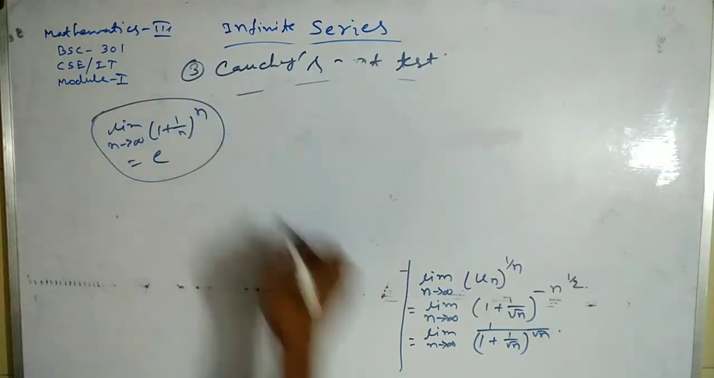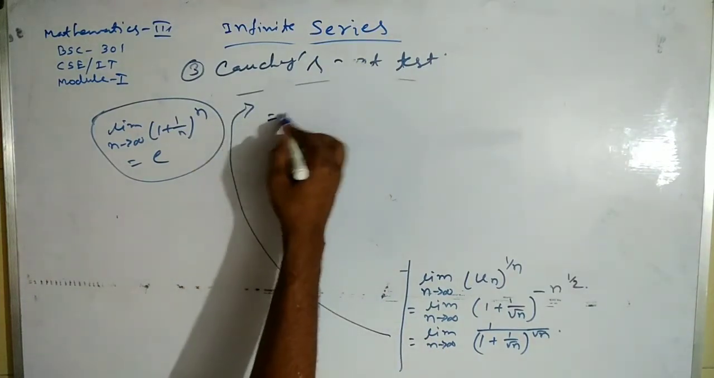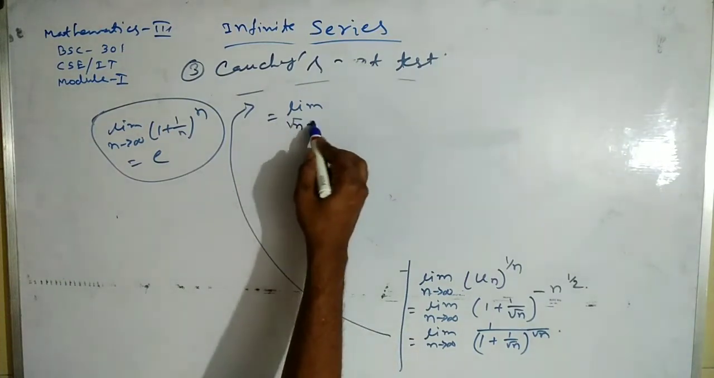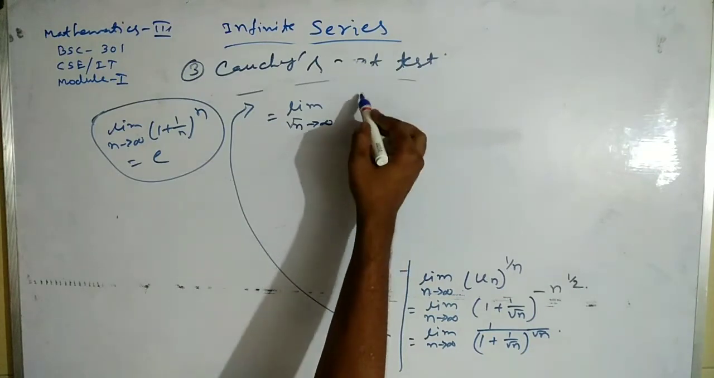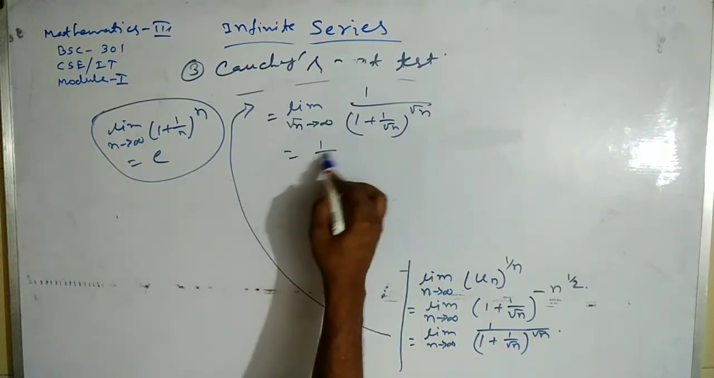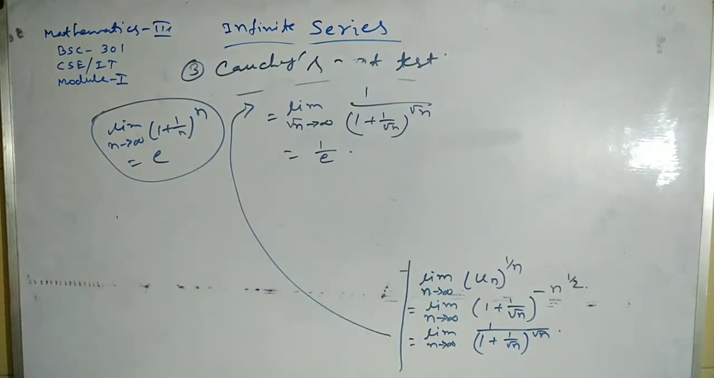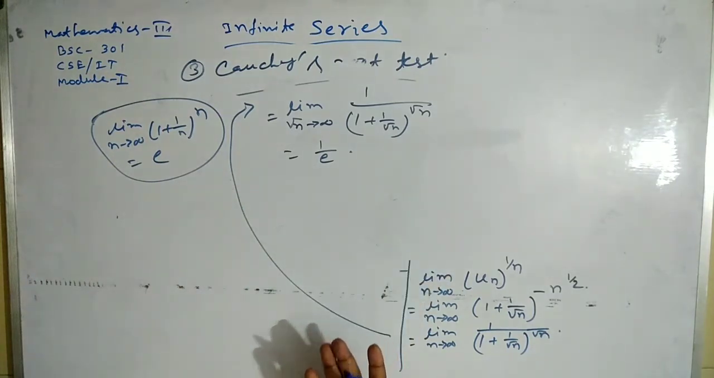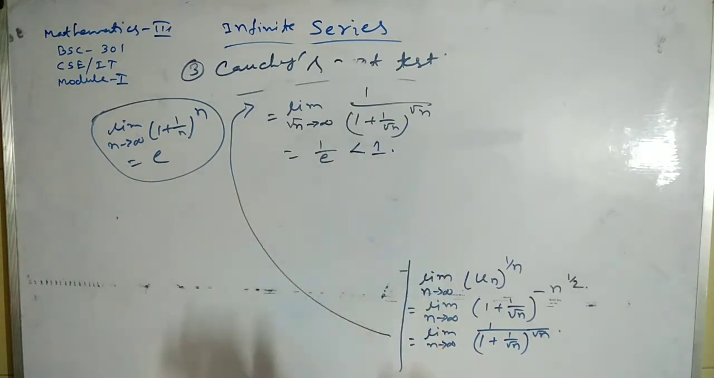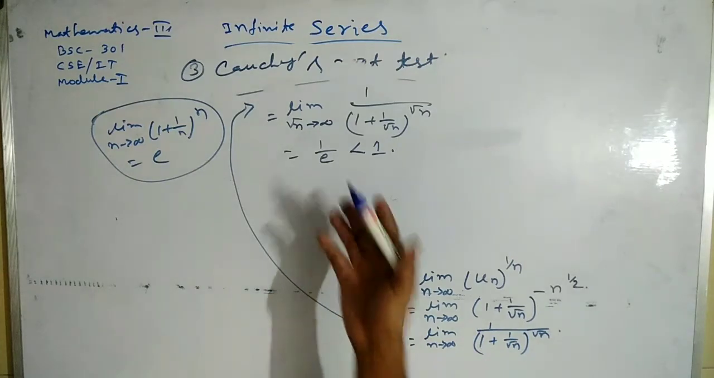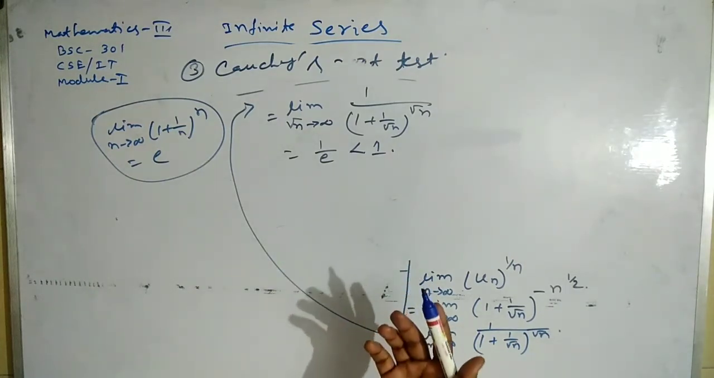Using this result, and we know that if n tends to infinity, then root n also tends to infinity, so 1 by (1 plus 1 by root n) whole to the power root n will be equal to 1 by e. Now we know that the value of e lies between 2 and 3, so 1 by e is a proper fraction, and 1 by e will be less than 1.